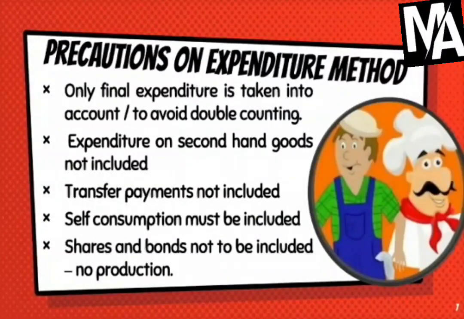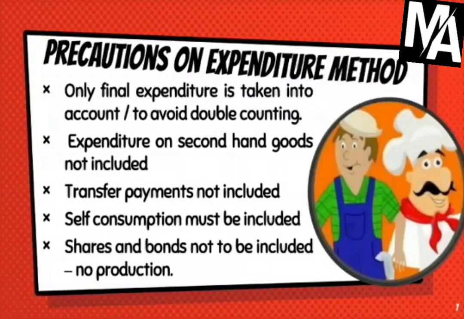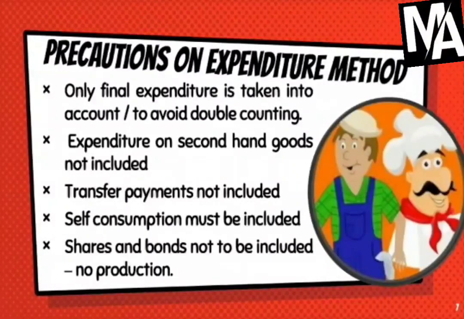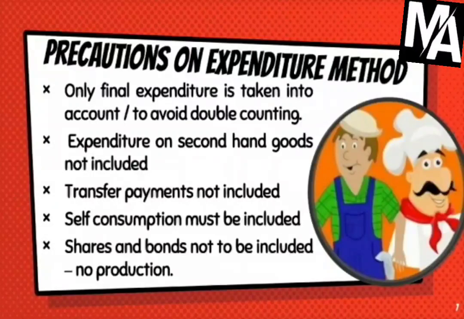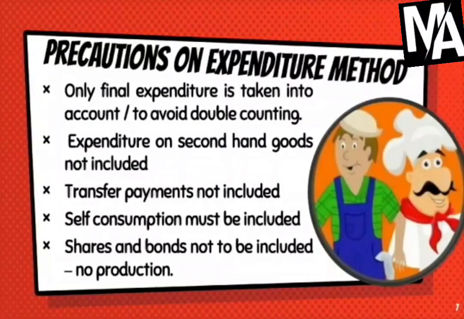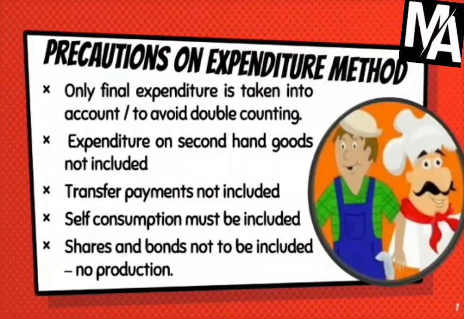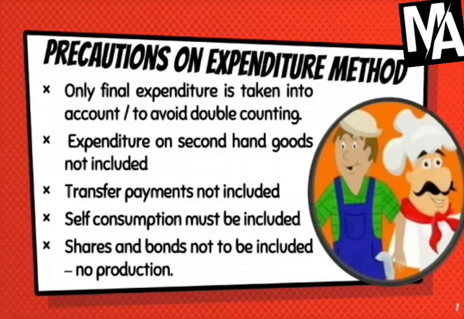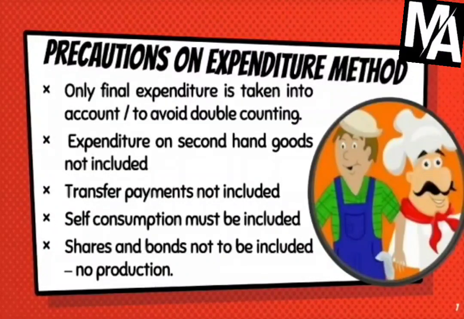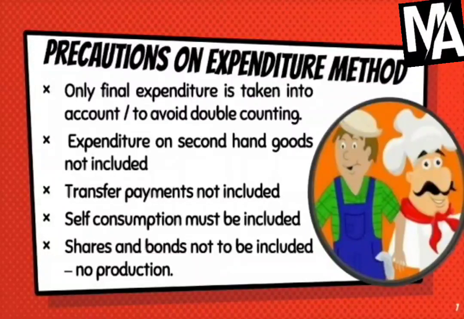Whenever we are calculating national income using the expenditure method, we have to take certain precautions, and the precautions are there on your screen right now. The first one is that only final expenditure has to be taken into account, which means only expenditure done once on final goods and services. The expenditure made on the consumption of final or complete goods and services, only that will be taken into account. And this rule is there because we should avoid double counting.